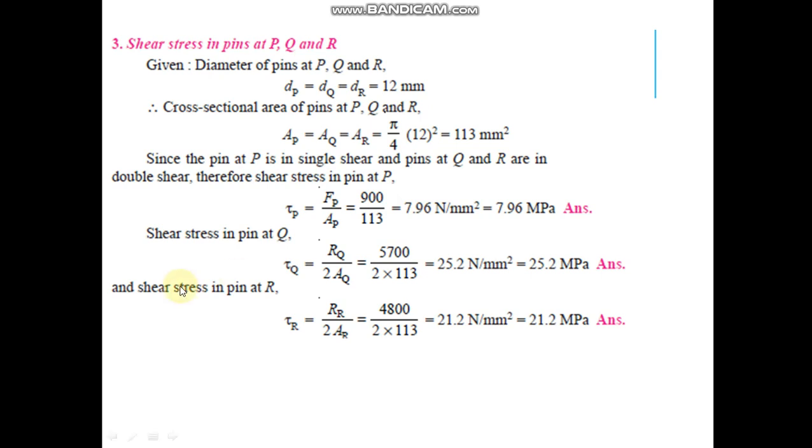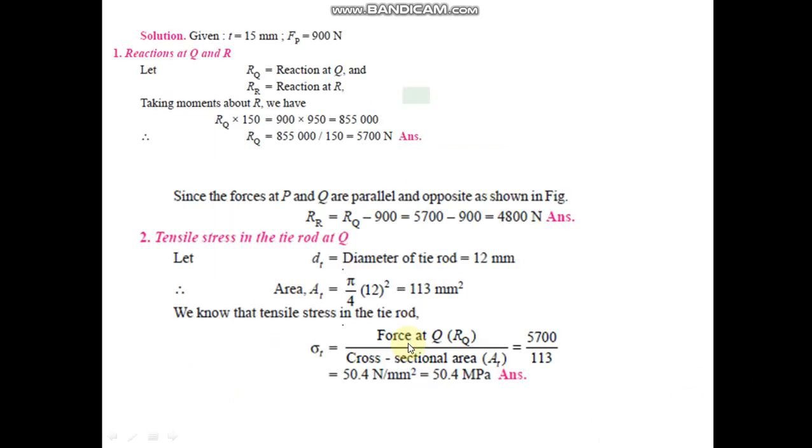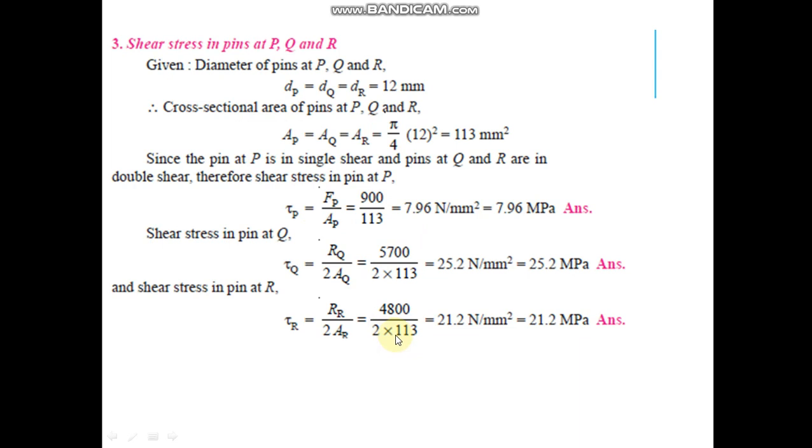Similarly, shear stress at point Q, force upon area, because it's in double shear, that's why it's taken 2 here. So force upon area, but 2 is written because of double shear and it's 25.2 megapascal. And shear stress in pin at R, so it is again force upon area. Since this pin is in double shear, so we can take 2 in front of the area. So this is, you can see it is in double shear here in the diagram. So we will mark area twice, that is 2 times area.